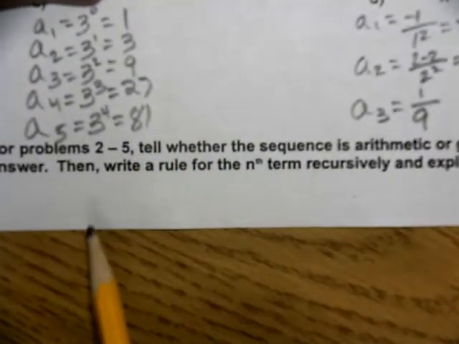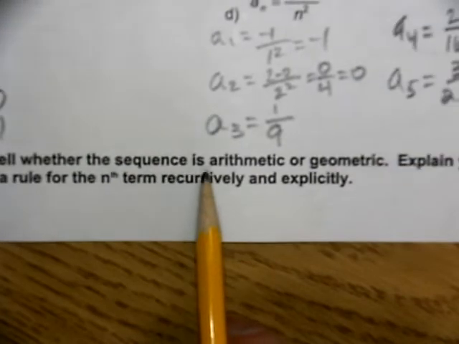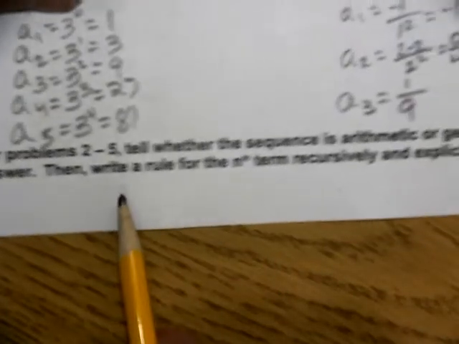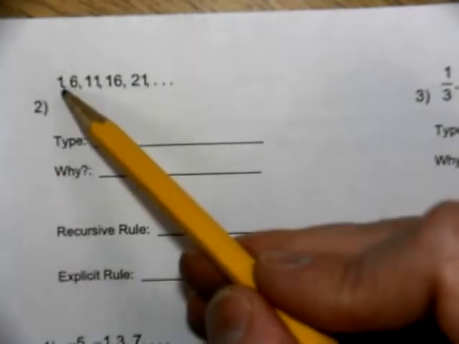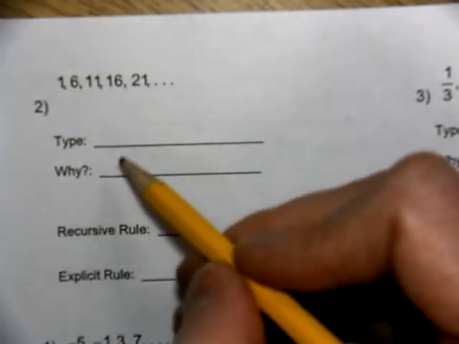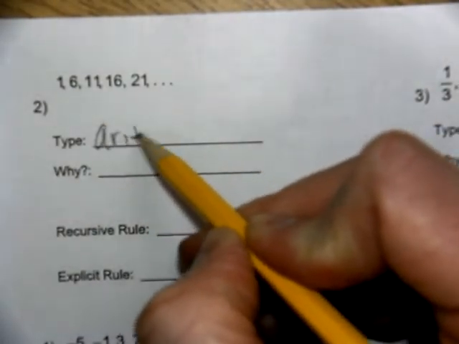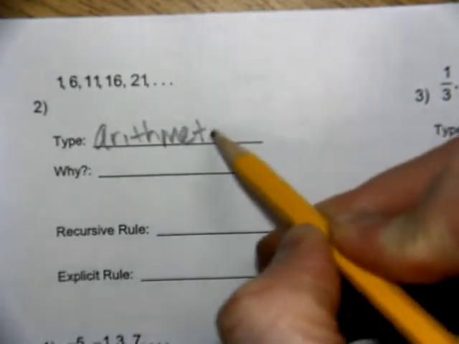Looks like our next set of directions are here on the bottom. Tell whether the sequence is arithmetic or geometric and explain your answer. Then write a rule for the nth term. Okay. Looks like we go up by 5, up by 5. So this is arithmetic.